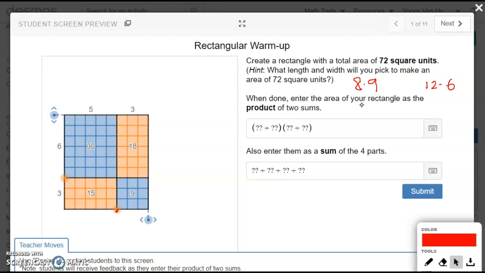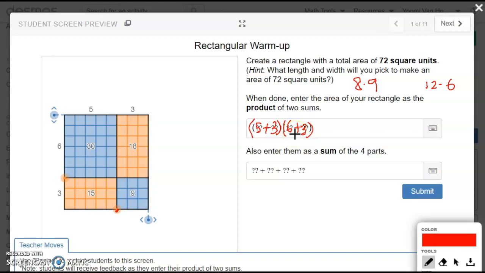When done, enter the area of your rectangle as the product of two sums. Product of two sums is really the product of length times width. What is the length? This is going to be 5 plus 3 for the length, and the width was 6 plus 3. When I'm multiplying those two expressions, then I am going to get the same area.